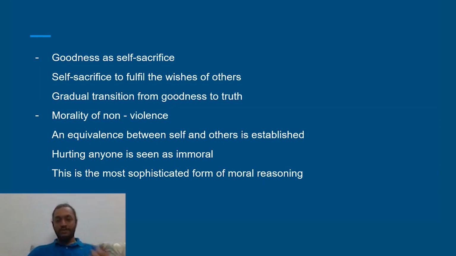From trying to be good and self-sacrificing to really realizing the actual morality of truth, which is basically being non-violent, authentic, finding an equal balance between benefiting other people and oneself, not trying to hurt anybody, right? Hurting anybody in any way or form is considered immoral. And according to Gilligan, this is the greatest form of moral reasoning to reach.